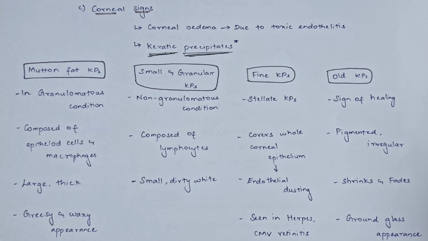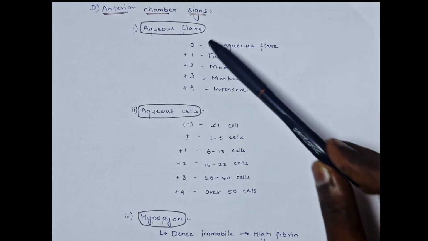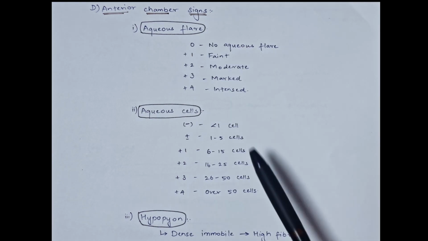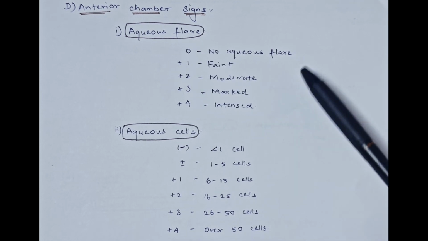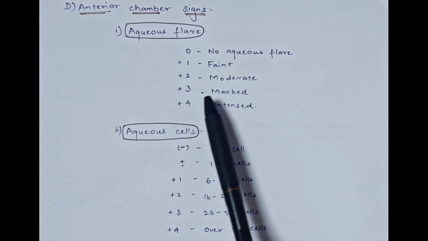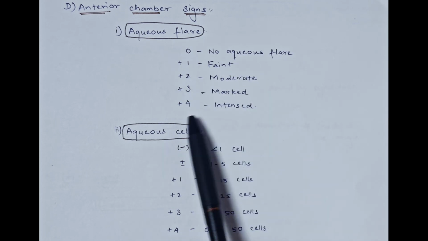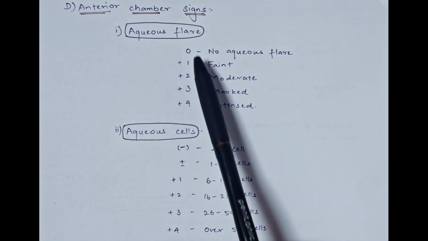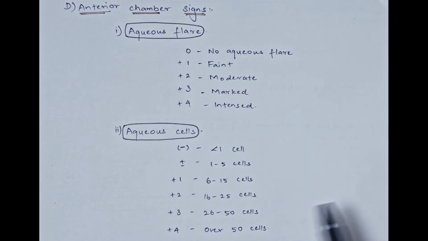We saw the corneal signs, now we will see anterior chamber signs. There can be aqueous flare, aqueous cells, and hypopyon. Aqueous flare can be of different severity. There can be no aqueous flare or faint, moderate, marked, and intense. And depending on this, we'll give them a score of 0, +1, +2, +3, +4.